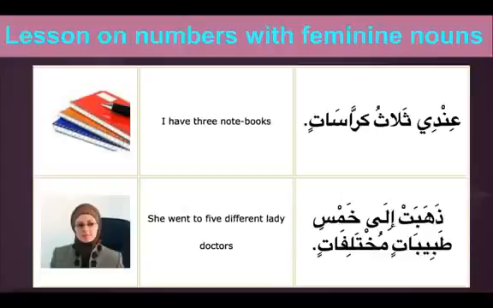So inshallah we'll be continuing in our next session. Just write these dialogues and practice, and we will continue again.